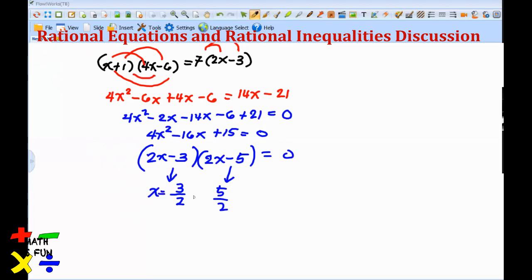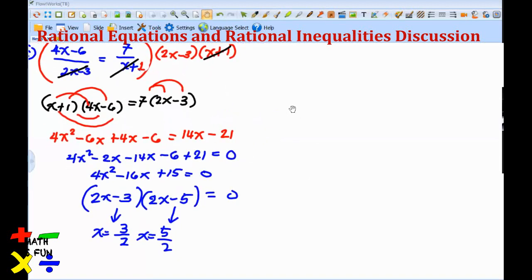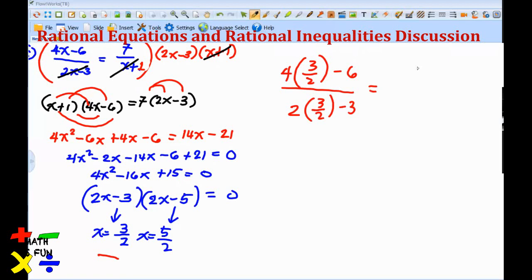So you have two values, okay? Two values. But we need to check our answer if it is correct. So we will replace the two values given. The first one is 3 halves. The second one is 5 halves. Okay, so let us see our equation. So let's try first the first one, this 3 halves. So 4 times 3 halves minus 6 over 2 times 3 halves minus 3 equals 7 over 3 halves plus 1. Okay, we replace the value of x only, okay?